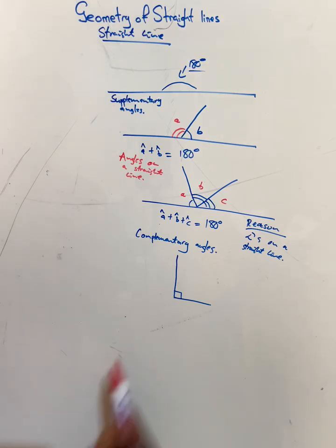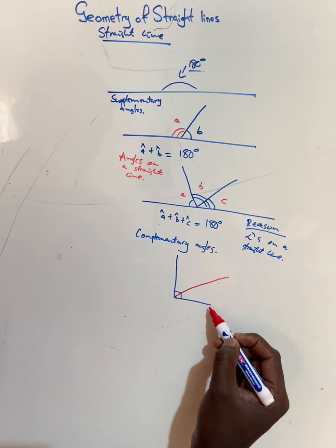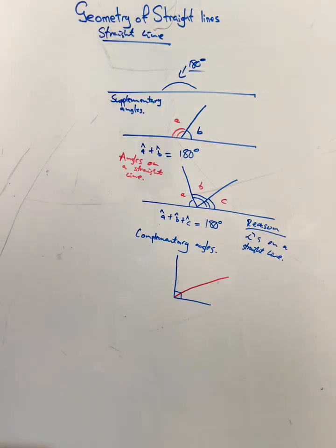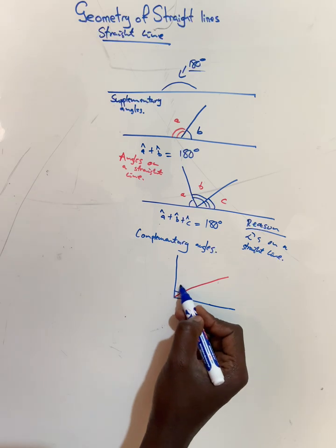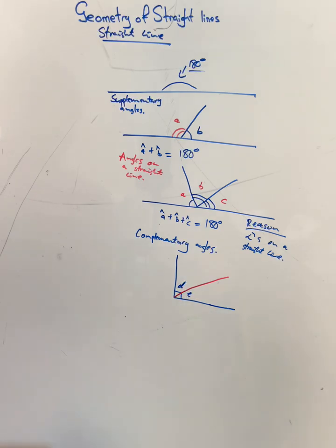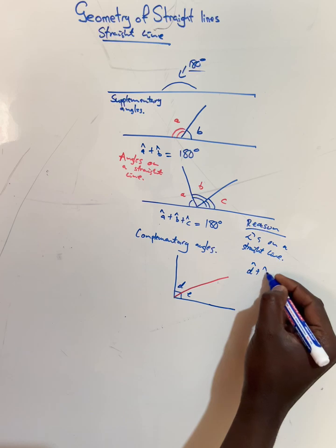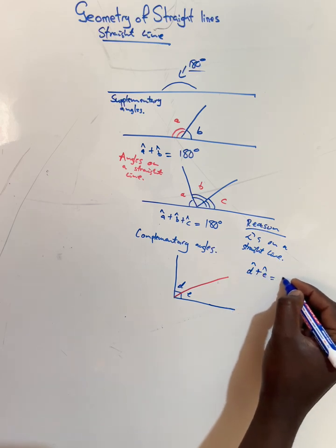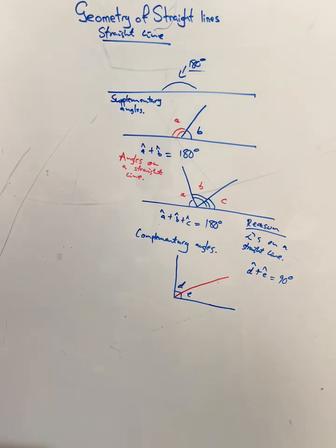Now, if this right angle is divided into 2 different parts, or into 2 different angles, this is angle D, this is angle E. When we say angle D plus angle E, they add up to 90 degrees. Their sum is 90 degrees. This is what is known as complementary angles.